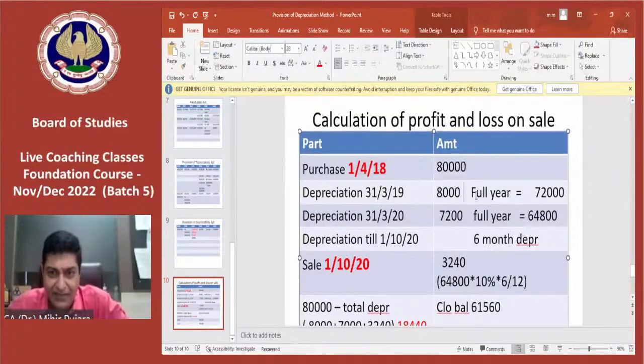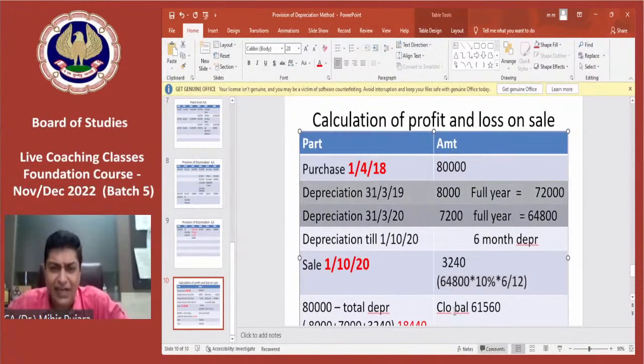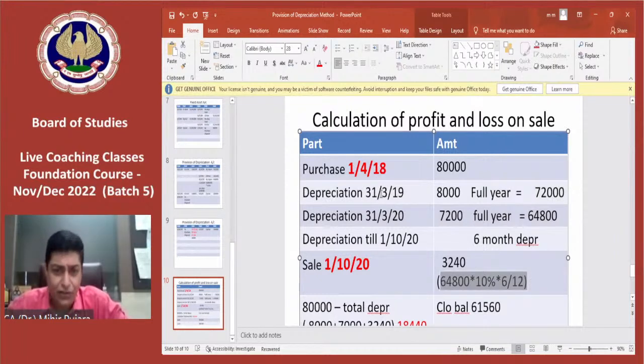So 80,000 minus 8,000, my closing balance is 72,000. My method is WDV, so second year depreciation will be on this 72,000, that is 7,200. So my closing balance will be 64,800. And I am selling the asset on 1/10/20, so on this 64,800 I have to provide depreciation for only 6 months. 2 full years and here 6 months. So 6 months depreciation will be 3,240.